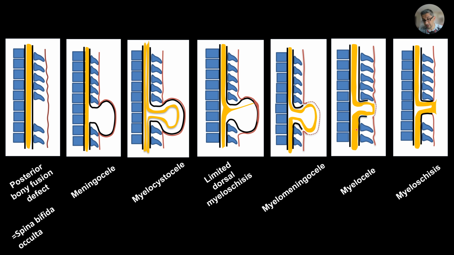Myelocele is similar to myelomeningocele, but there is no herniation of the CSF spaces over the skin surface, and it's not covered with skin either. And this is called myelocele. Myeloschisis is similar to myelocele, but it's a severe form of myelocele. And the abnormal neuronal tissue, the neural placode, is protuberant and extending beyond the skin surface. It's very protuberant.